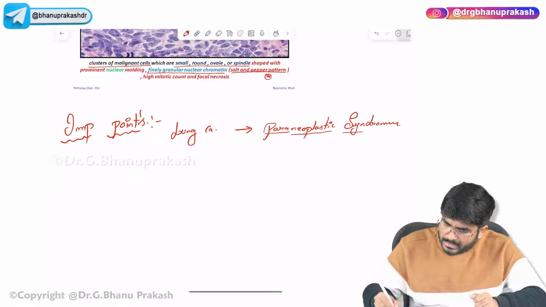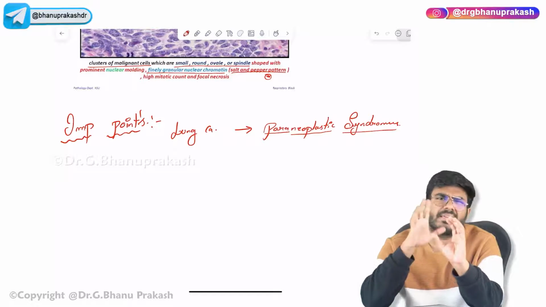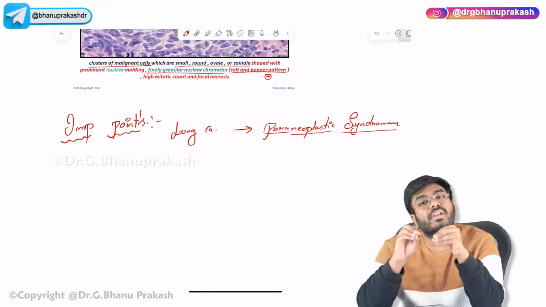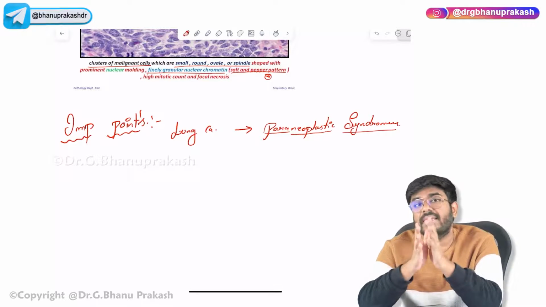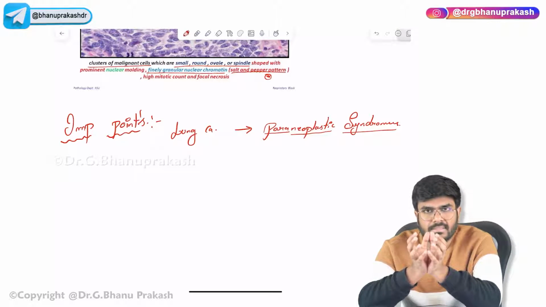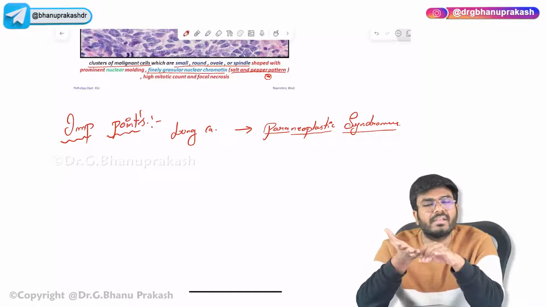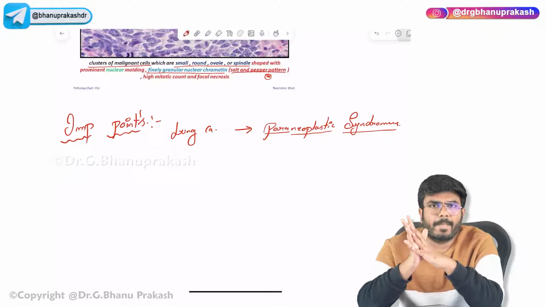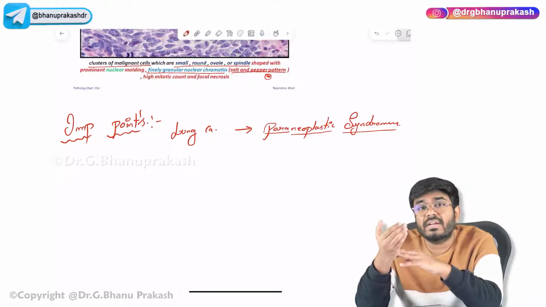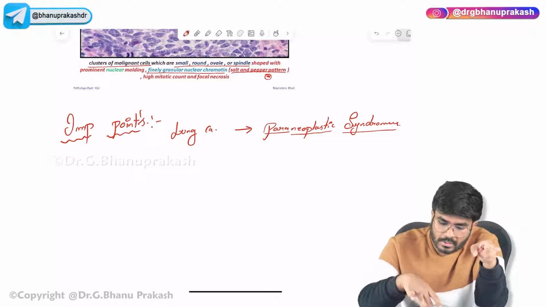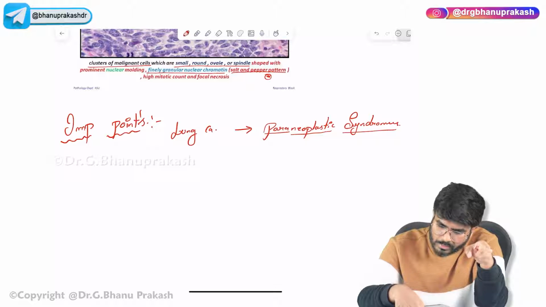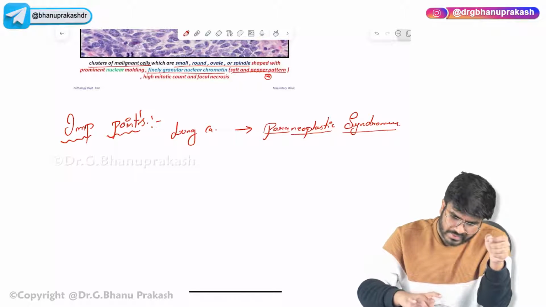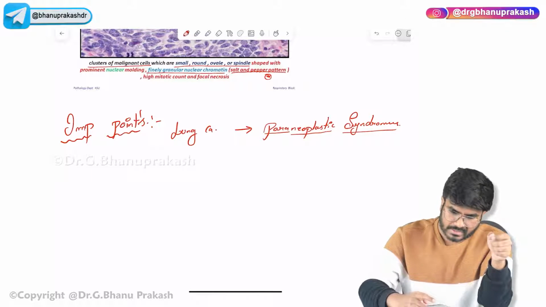Okay, what exactly are they? See, imagine there is a cancer, lung cancer. This lung cancer, this tumor is going to produce different types of hormones, like antidiuretic hormone, or some kind of parathyroid hormone, something like that. So this lung cancer, by producing different types of hormones, will cause different types of symptoms. So these symptoms are called as paraneoplastic symptoms.